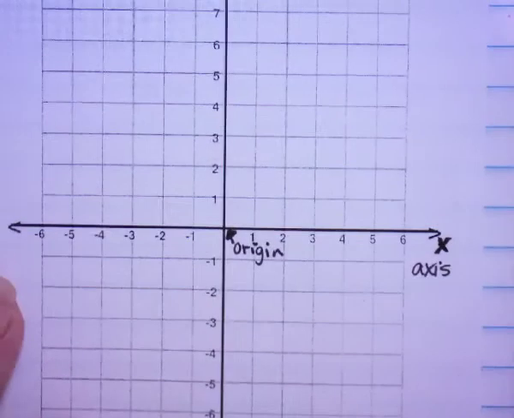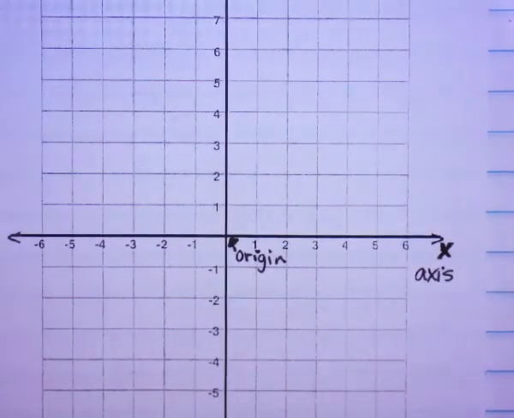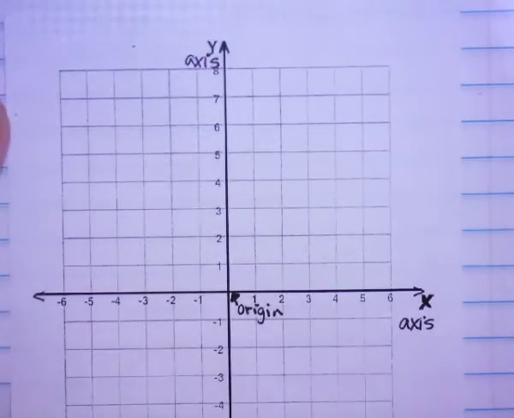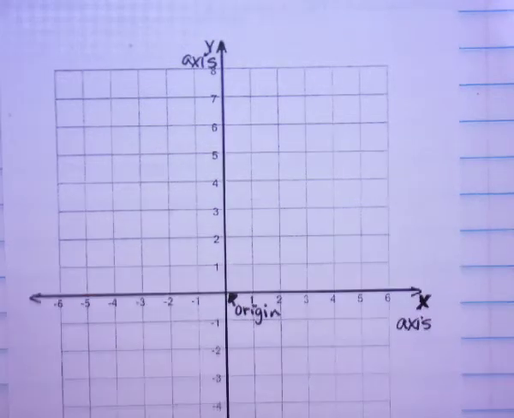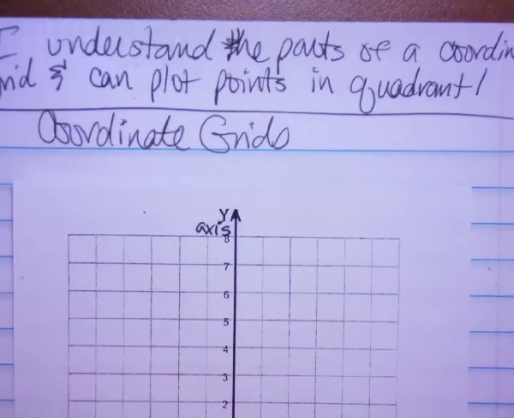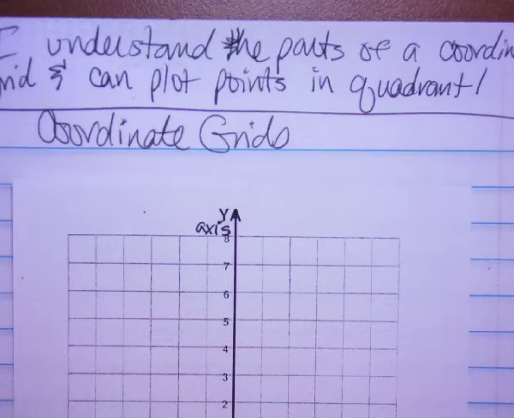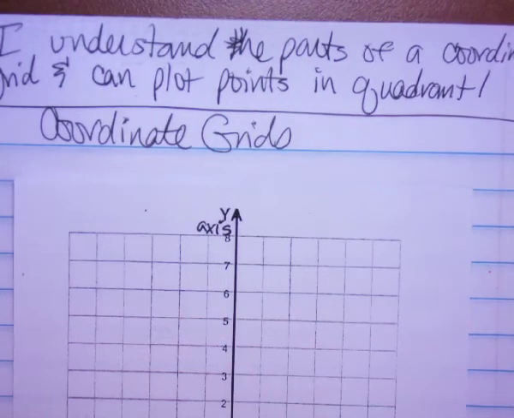Okay, one more thing I want to tell you about that you have not noticed, nor would you notice because it's not actually on here. There are, well, this part's on there. There are 4 different quadrants. Okay? Because our learning target says that I can plot points in quadrant 1. Well, what in the world is quadrant 1?